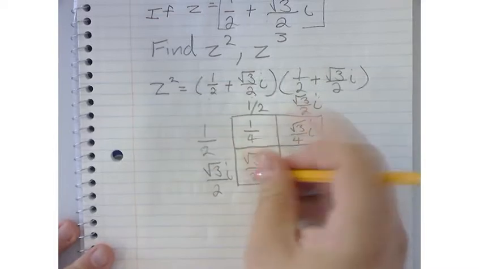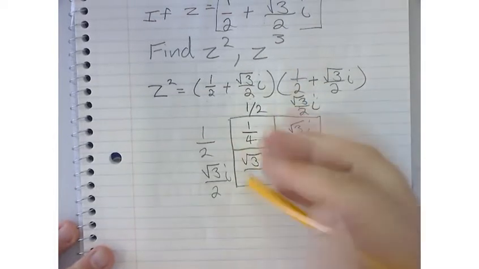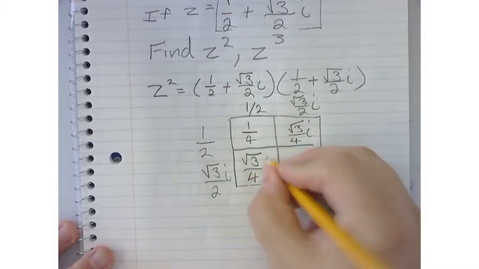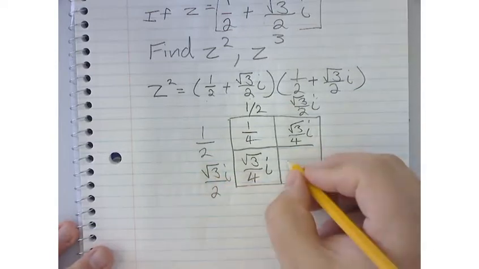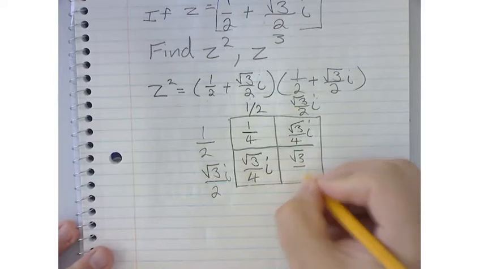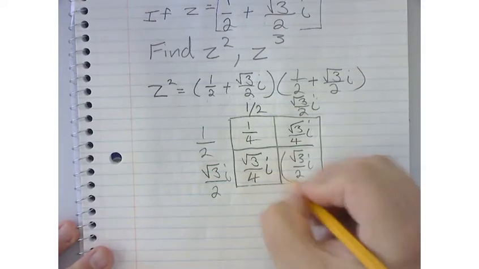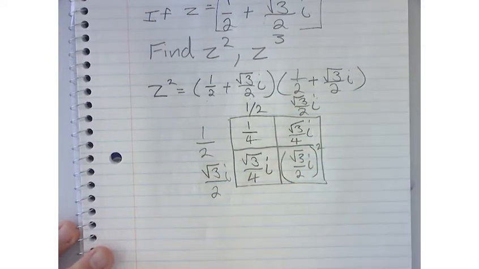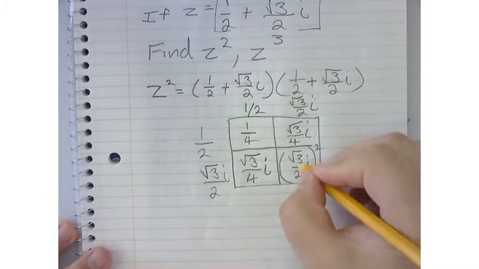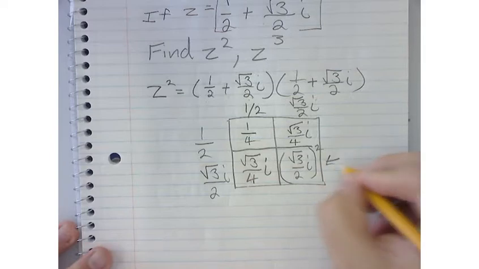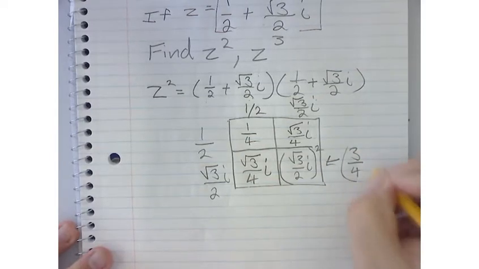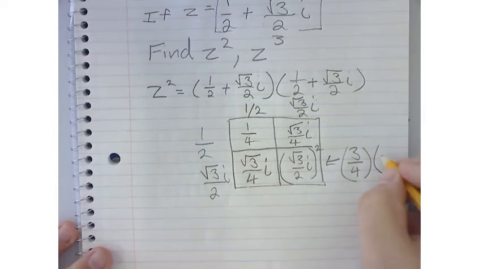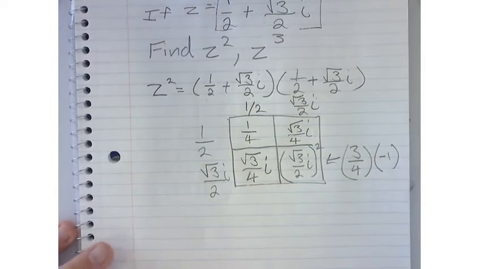Oops, I almost wrote it down wrong. So now what's this whole thing? It's the square root of 3 over 2 times i, squared. So what's square root of 3 squared? 3. What's 2 squared? 4. What's i squared? -1. Do you guys see what I did there?